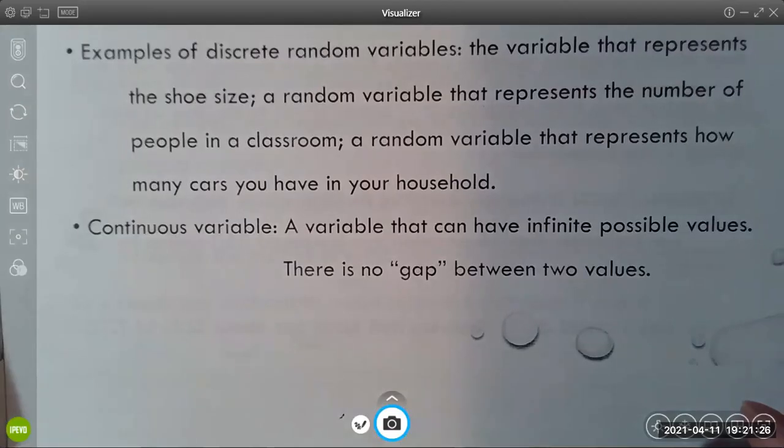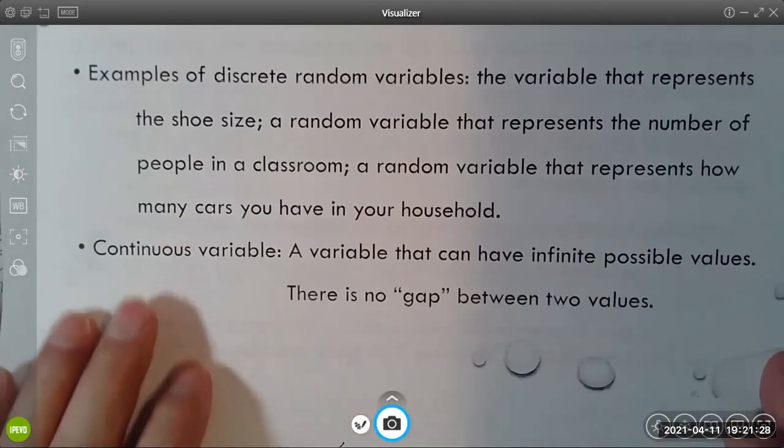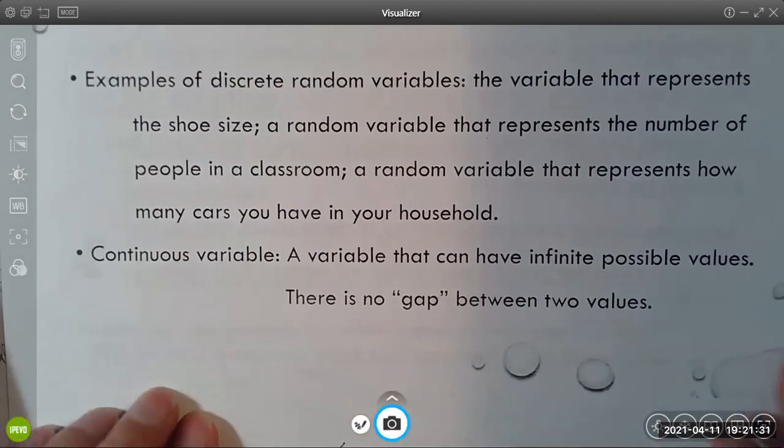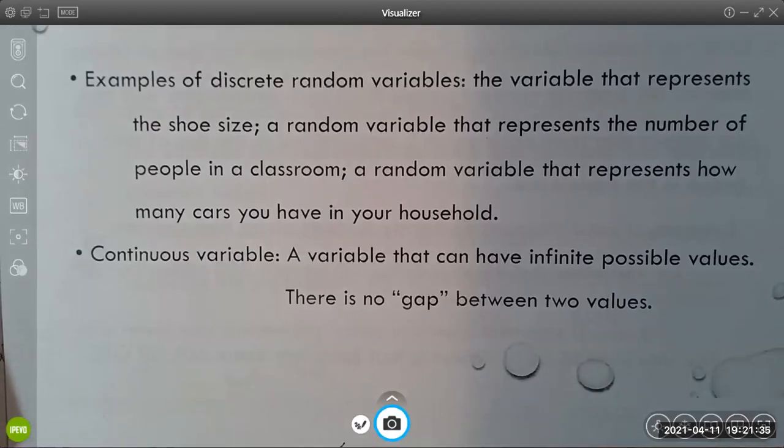The first ones are examples of discrete random variables. Let's see some examples here. First, the variable that represents the shoe size. So this is our first example. Think about shoe size in real life. We only have several, maybe just a dozen, different shoe sizes, right? We don't have countless shoe sizes, right?